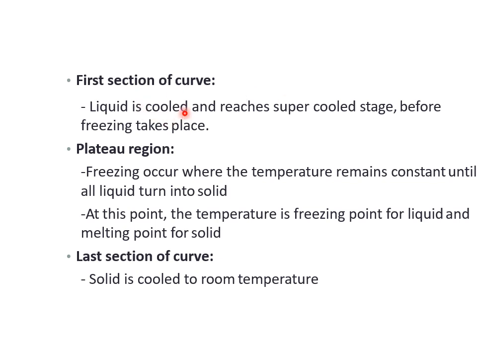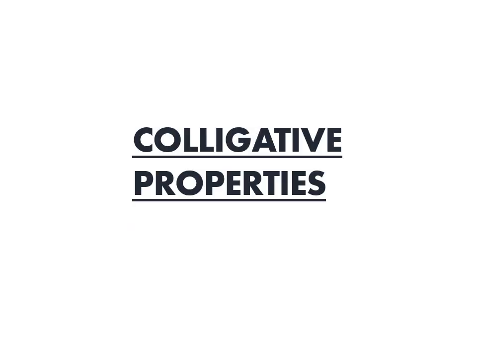So there are three sections of the graph. In the first section of the curve, normally the liquid is cooled and reaches a supercool stage before freezing takes place. Then you see a plateau region, meaning freezing occurs and the temperature remains constant until all liquid turns into solid. At this point the temperature is the freezing and melting point. In the last section, the solid is cooled from room temperature.